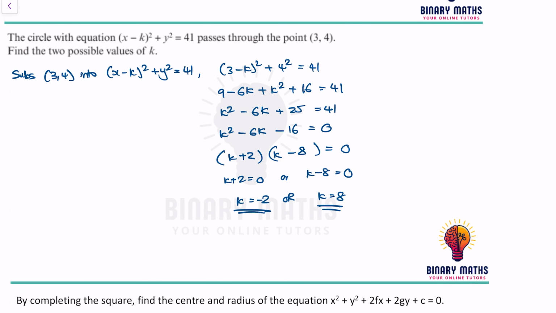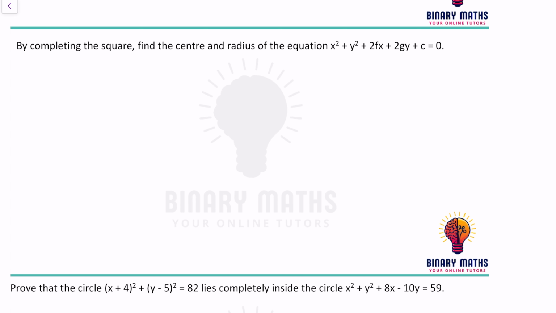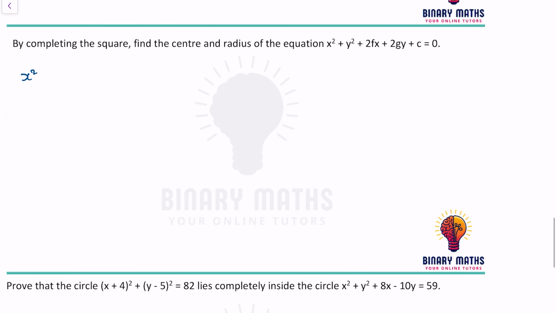Okay, let's go on to the next example. By completing the square, find the center and radius of the circle x² + y² + 2fx + 2gy + c = 0. So let's first collect the x's together. So I've got x² + 2fx. Collect the y's together. So y² + 2gy + c = 0.